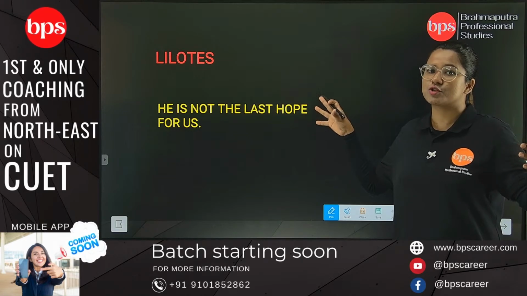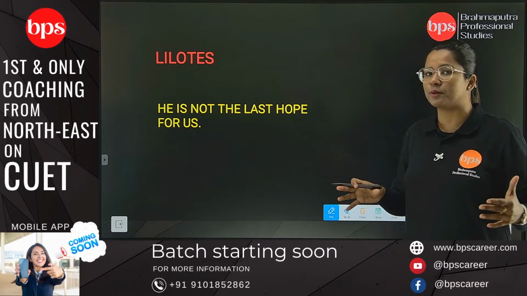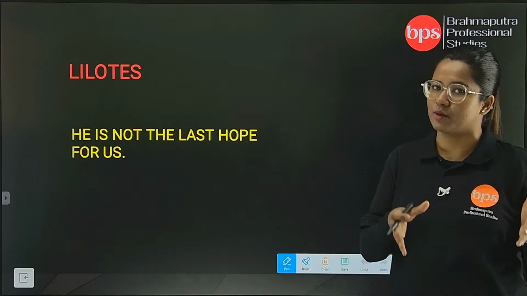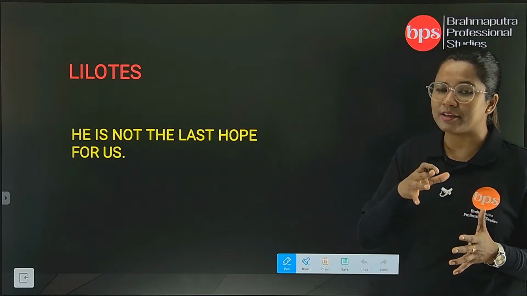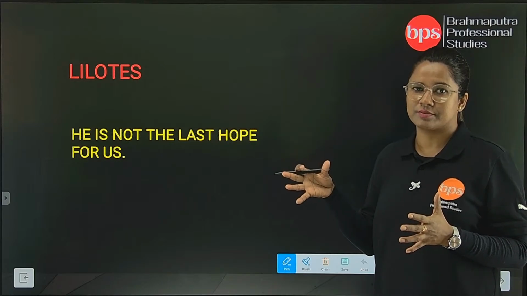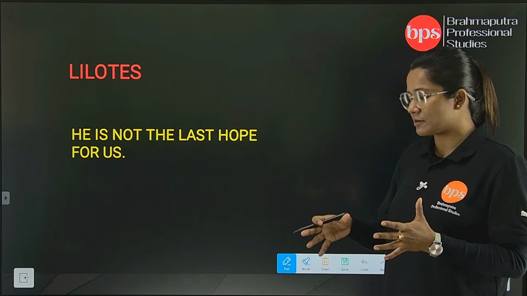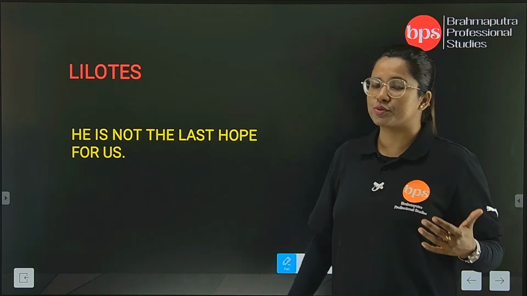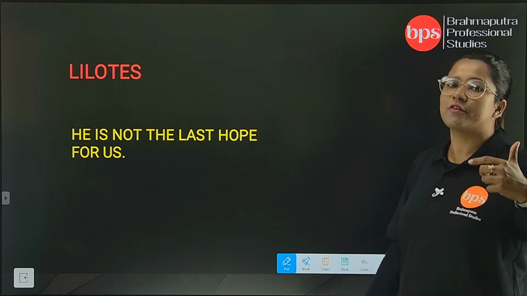Okay, can you understand and relate now? Next we have the figure of speech that is litotes, where there is some kind of negative affirmation. Where there is a negative affirmation, that means someone is telling, let's go to the example: he is not the last hope for us.